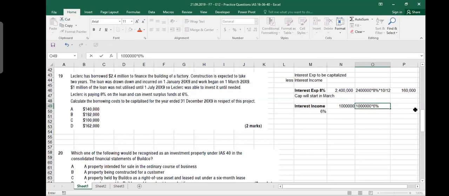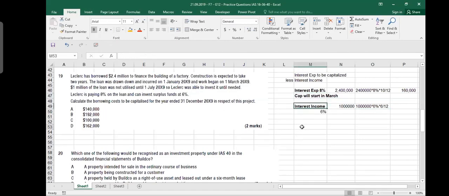So it looks like you will do it with 6 divided by 12. No, you cannot do it. Actually, the funds are free from January, February, March, April, May, and June. You had this 1 million extra with you. But when did you start your capitalization? Capitalization you started in March, right? Yes, sir. So investment income will also start from March. Okay, this is the rule.